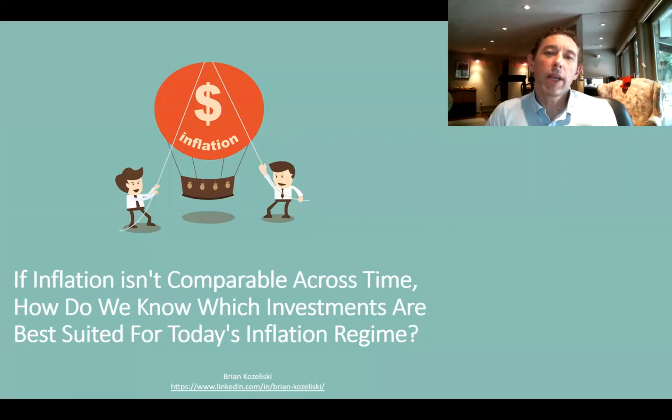So yesterday, we talked about how there's conventional wisdom out there about what types of asset classes work in which types of inflation regimes. But we also said at the end that it turns out asset classes aren't particularly correlated with inflation one way or another. So today, I'm going to argue that part of the problem is that inflation isn't actually comparable across time. So it's very difficult for us to know which investments are best suited for today's inflation regime.